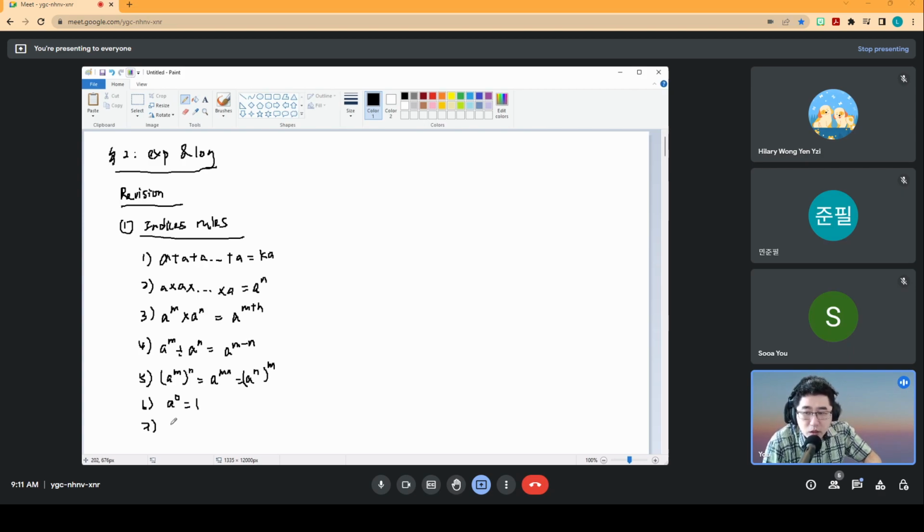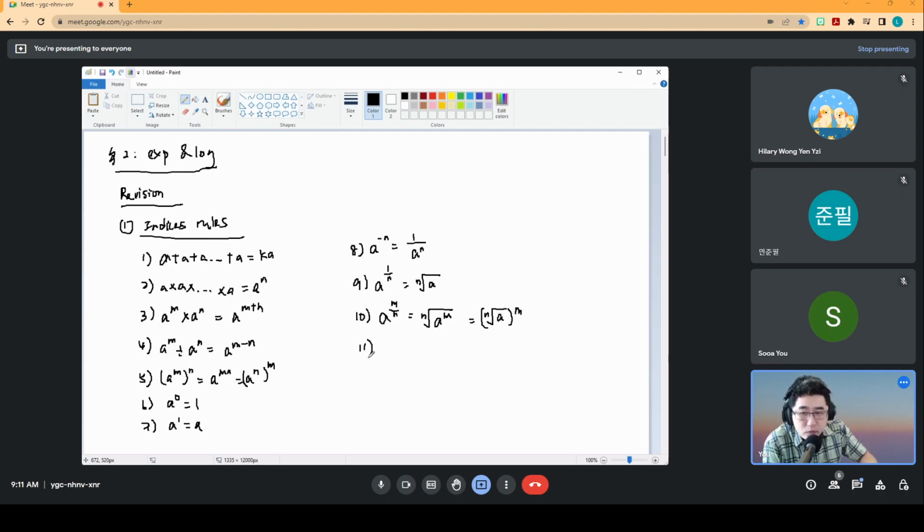Number 7, a power 1 equals a. Number 8, a power of negative n equals 1 over a^n. Number 9, a power of 1 over n equals the n-th root of a. Number 10, a power of m over n equals the n-th root of a^m, or the n-th root of a, to the power m.